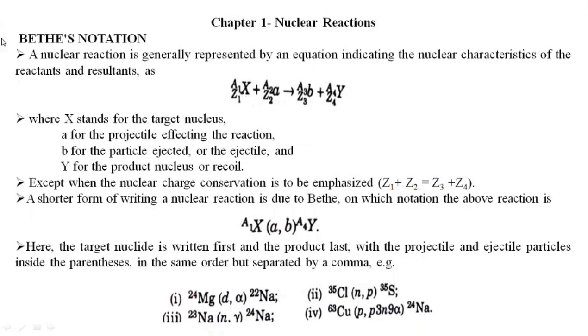This nuclear reaction, according to Bethe's notation, is represented in short form in this way. X is again the target, A is the projectile which is bombarding the target to form the nuclear reaction, B is the ejectile which is ejected from this nuclear reaction, and Y is the product. So according to Bethe's notation, the target nuclide is written first, and the product is last, with the projectile and ejectile particles inside the parenthesis. So inside the bracket we have to write the projectile and ejectile.